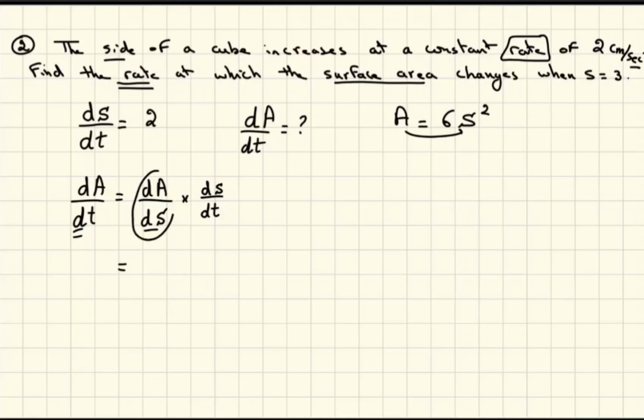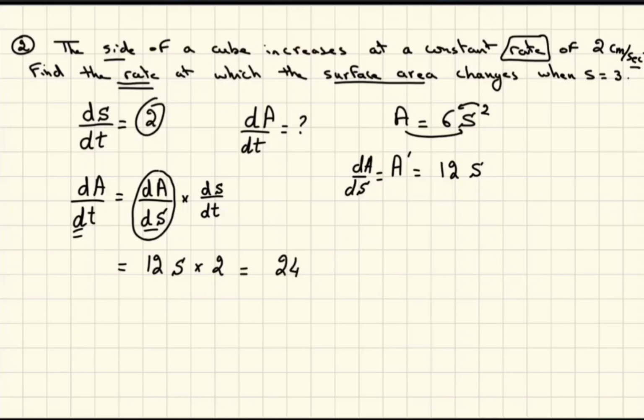dA over ds, basically it's the derivative with respect to the side. So to derive, it becomes 12s. So I write 12s multiplied by ds over dt, we have it, it's equal to 2. So my final answer will be 24s. They said calculate this when s is 3 and you'll get your answer.